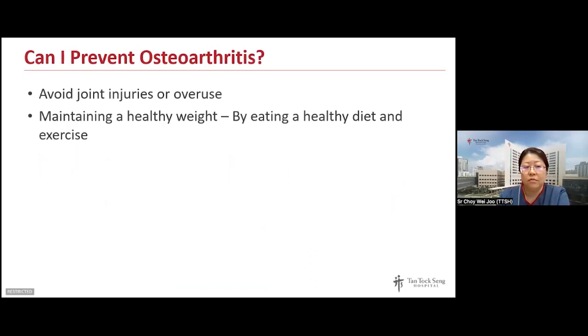So how do I prevent osteoarthritis? Actually, it is to avoid joint injuries or overuse, like carrying heavy loads, repeating squatting movements, or bending down if you're carrying heavy things. Bending forward is also bad for your spine. Another important thing is to maintain a healthy weight by eating healthy and exercising.